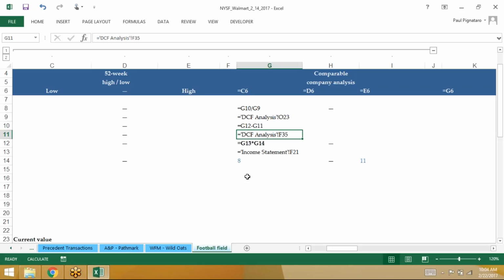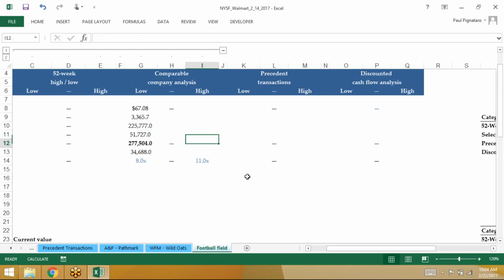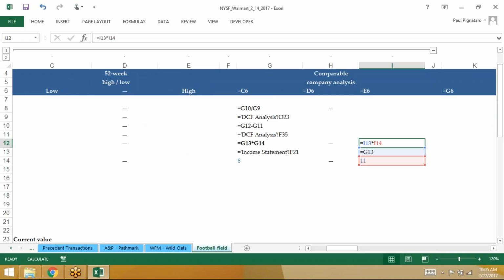Okay, now we have to do this again for the high end. So it's the same information. I'm going to take 11, multiply it by the EBITDA. I'm just going to pull the EBITDA from the left here. I don't have to go back to its source. You just repeat the pattern. I'm going to multiply again. So if Walmart was trading at 11 times, a lot higher than now, it'd be $381 billion. Okay.